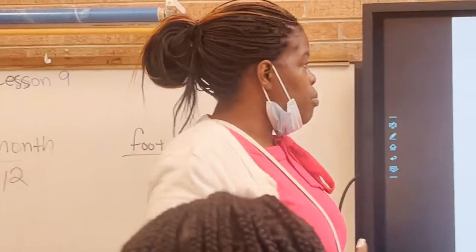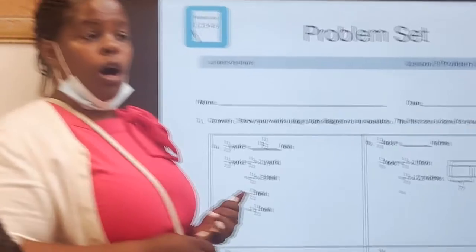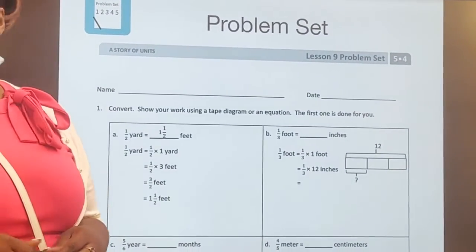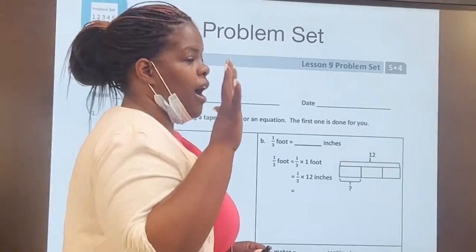We are getting ready to break up and do our problem set. We're going to break into our problem set groups. So right now, I want you guys to break up into your problem set groups in 5.